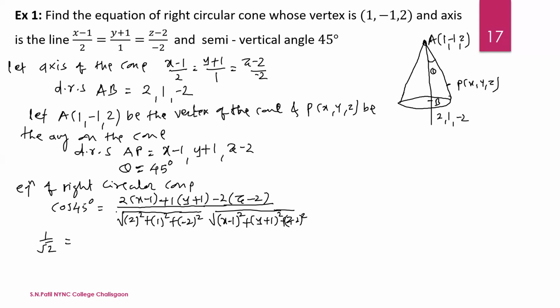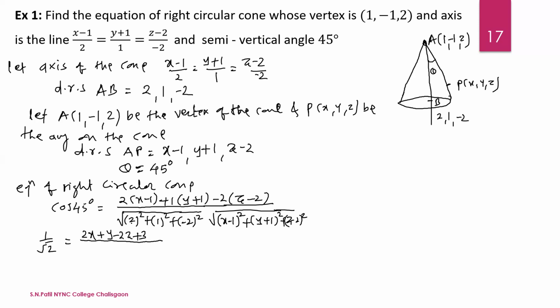Now first we simplify the variable terms and then the constants. Here 2x, here 1y means simply y, and here -2z. Now the constants: -2, and -2 into -2 gives plus 4, and -2 plus 2 and 1, that is simply 3.